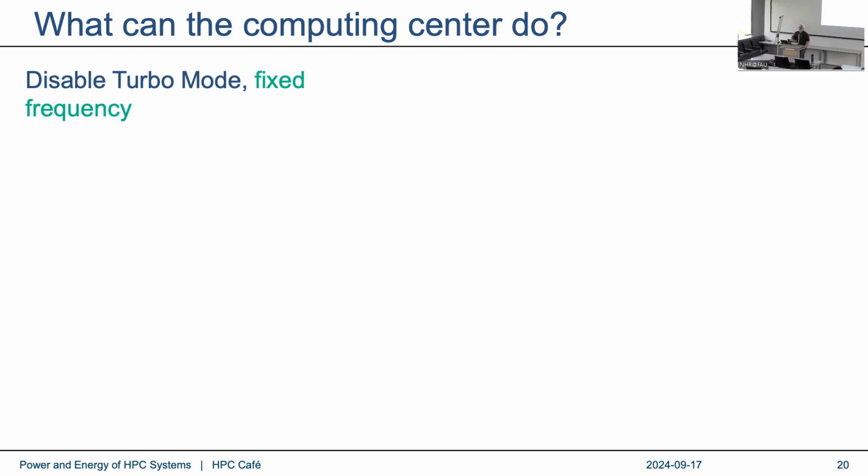Because turbo mode is typically very inefficient. If your code is memory bound, it doesn't give you any benefit. And if it's core bound, it runs faster, but uses overproportionally more energy. So let's fix the clock speed. That's what they do at SuperMUC, for example, at LRZ.